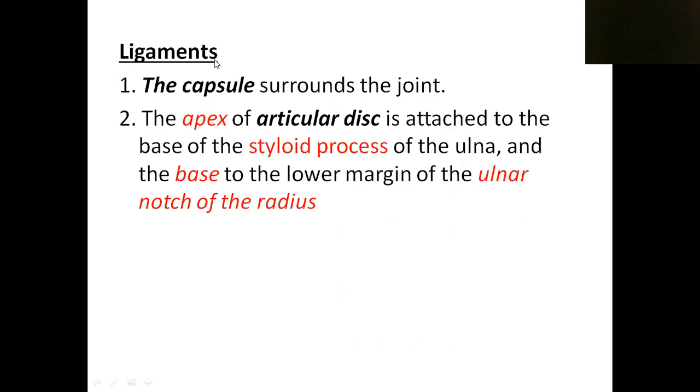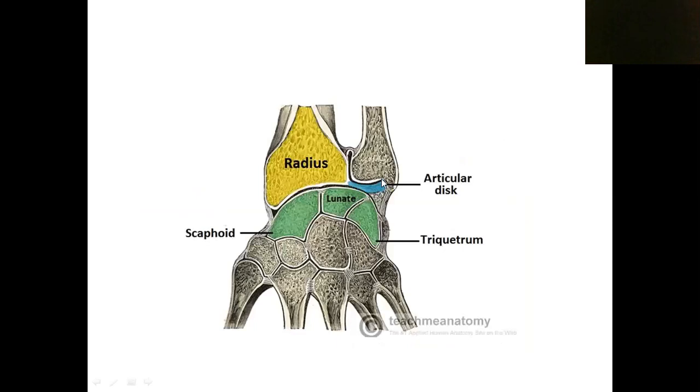Now, what are the supporting factors here? It is covered with the capsule, and it has another supporting factor, the articular disc. It is almost triangular in shape, so it has one apex and one base. The apex is connected to the base of the styloid process. See here in this image, this is the styloid process. This area is the base of the styloid process and this is the tip of the styloid process. So the apex is attached to the base of the styloid process.